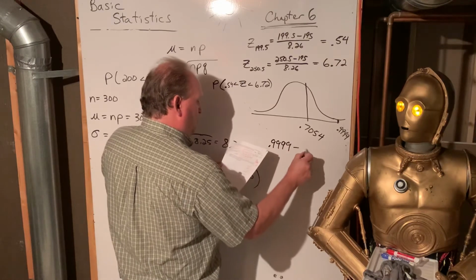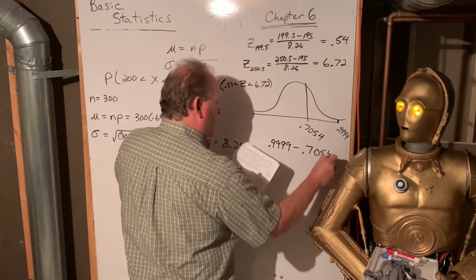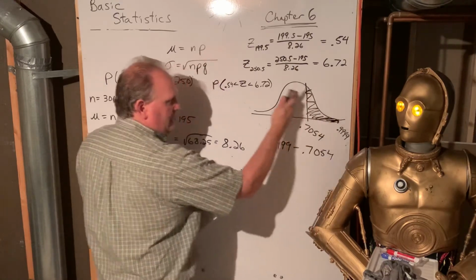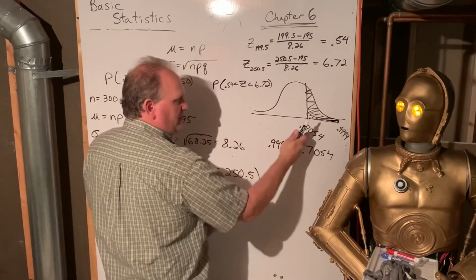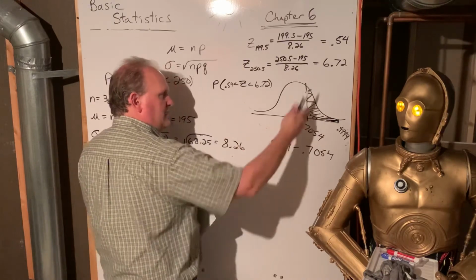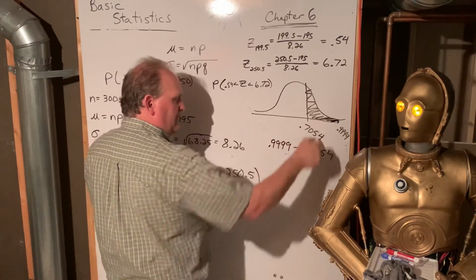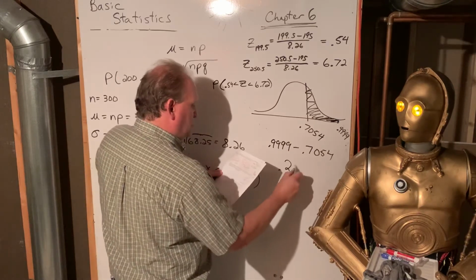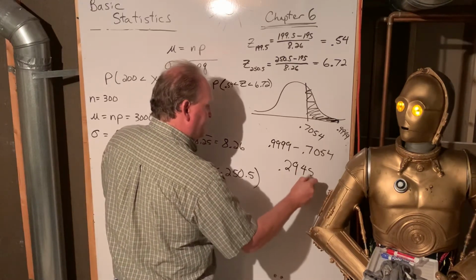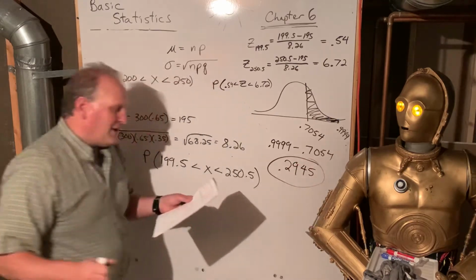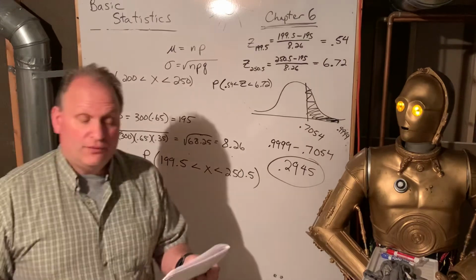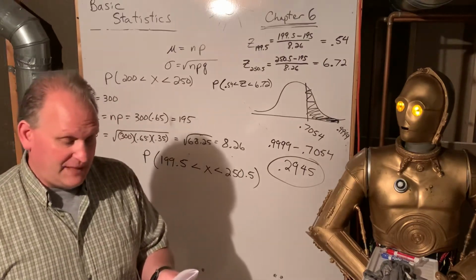And now we just subtract those two. 0.9999 minus 0.7054 gives you this shaded area. So you've got to figure 0.9999 was all the way down to the bottom, and then 0.7054 was this area, so if we subtract them, that'll be the shaded area. So almost 30%, 0.2945. So about a 30% chance that it would fall between 200 and 250.